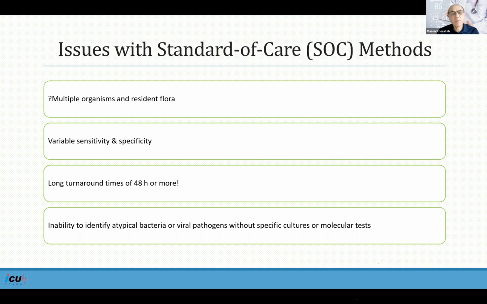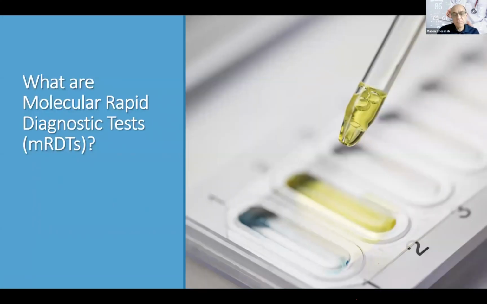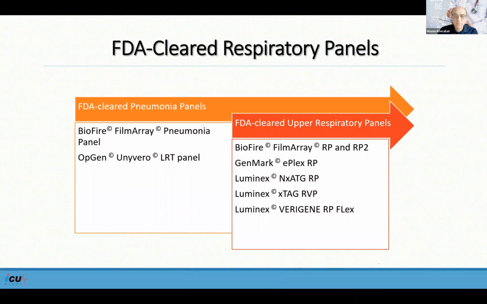Of course, results can be difficult to interpret when we have resident flora, such as what we have in the sputum. And if you want to identify atypical bacteria or viral pathogens, you need to have specific tests for those. So this is where the molecular rapid diagnostic test would actually perform better.